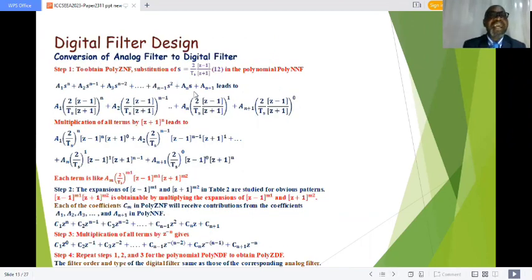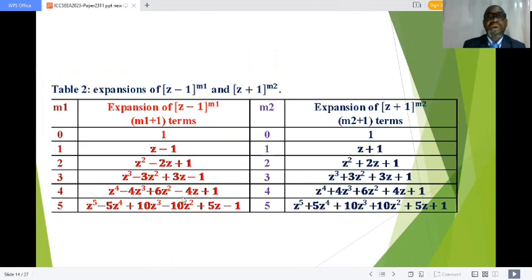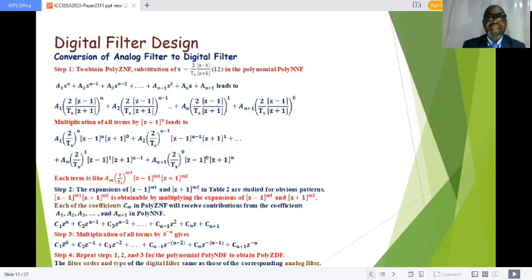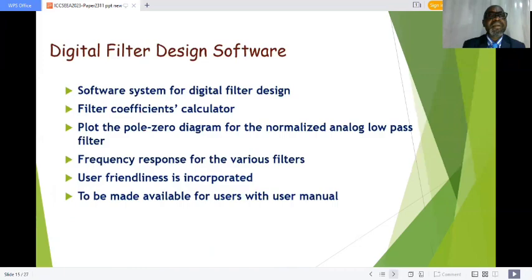Digital filter design. For the digital filter design, we take the analog filter, we convert to digital filter using the bilinear transformation, which is here. There are patterns. There's also a table like this that suggests the expansion. So these patterns can also be programmed easily. So in this work, a software system for digital filter design has been made. It's a filter coefficient calculator. It can plot pole-zero diagram for the normalized analog low-pass filter and for the other filters too.